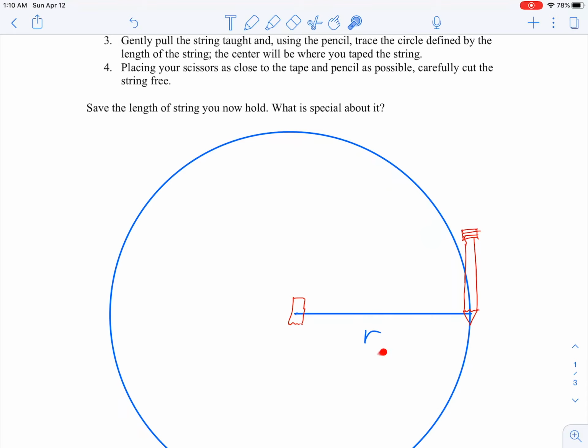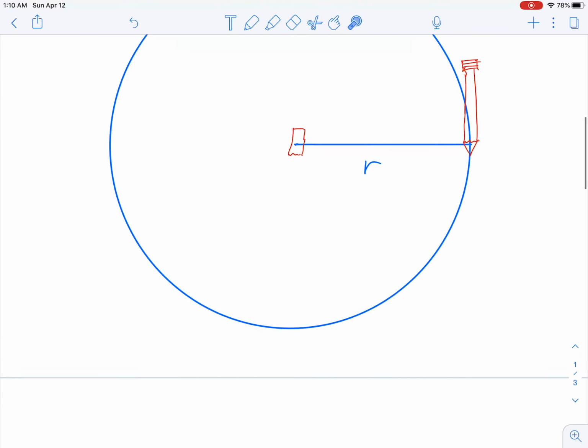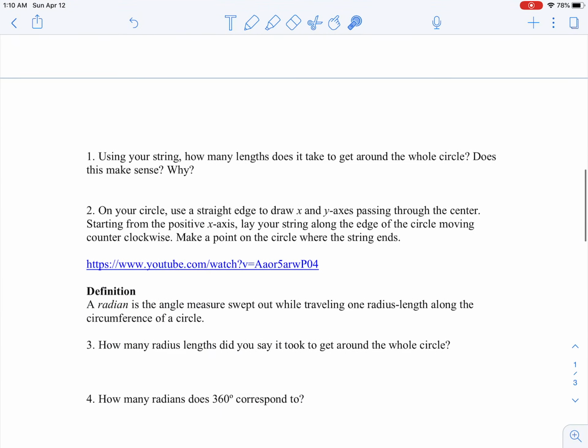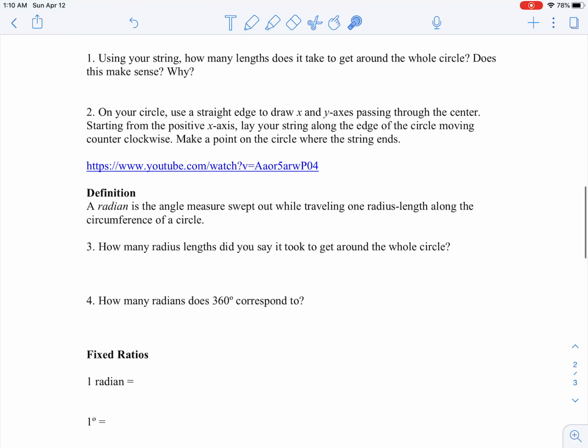And there is a glaring, blazing hint. Using your string, physically measure how many lengths it takes to get around the whole circle. Does this make sense? And why? We'll answer this question later in the packet if you haven't been able to answer it yourself already. But do pause the video and try it.